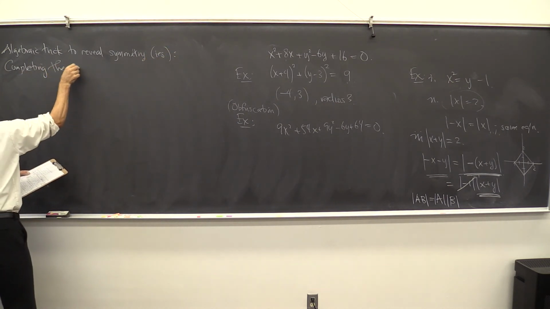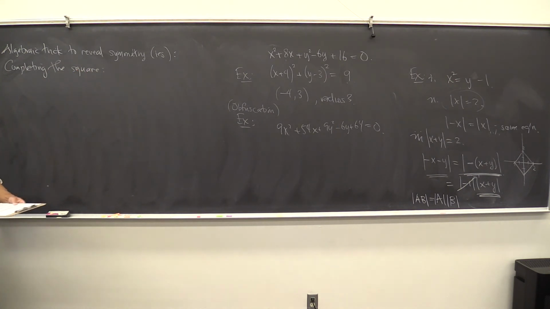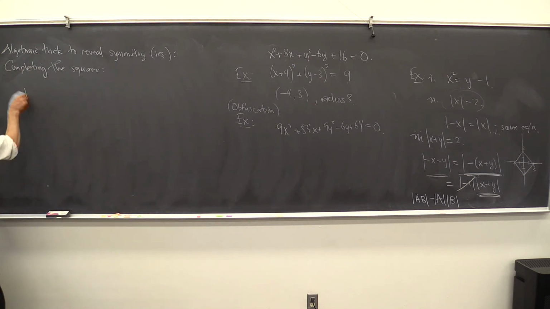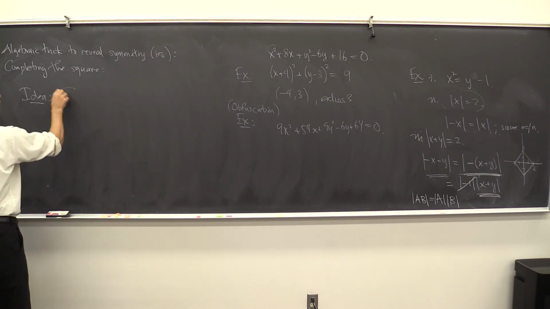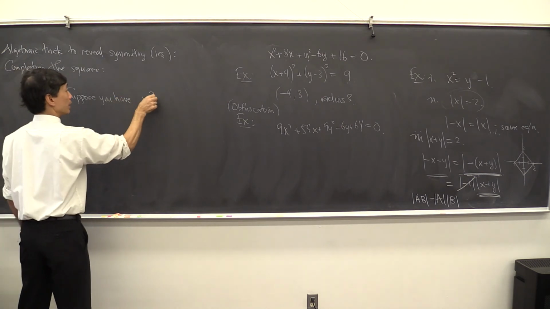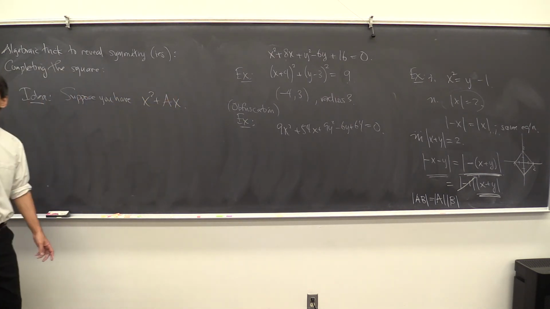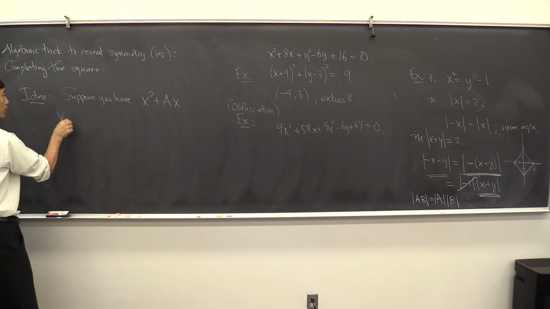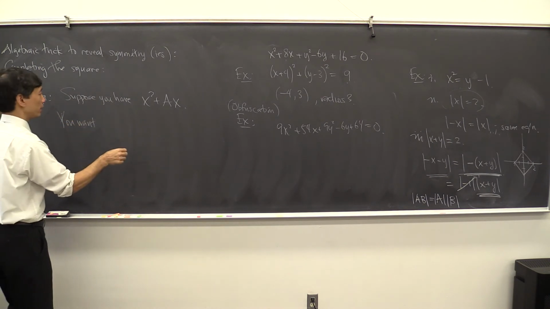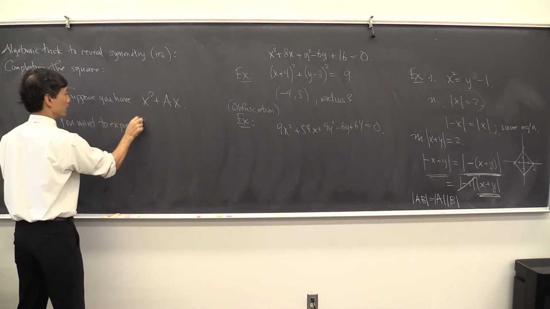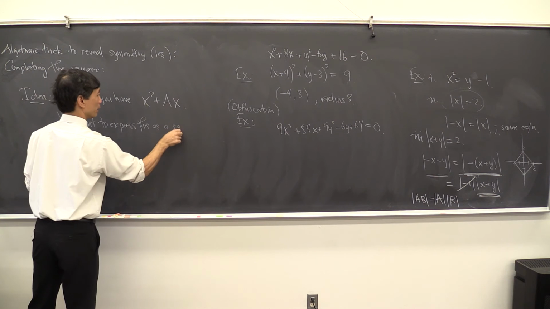Completing the square. So here's the idea. Suppose you have x squared plus ax. You want something like a square. You want to express this as a square somehow.